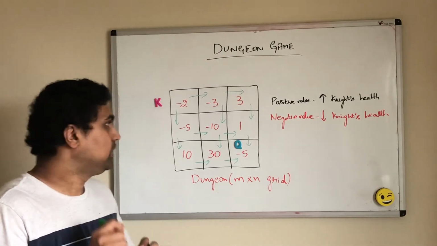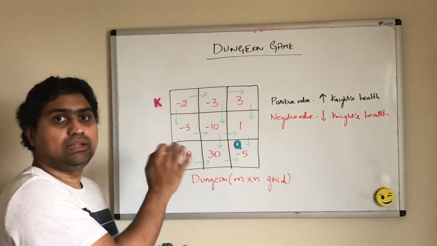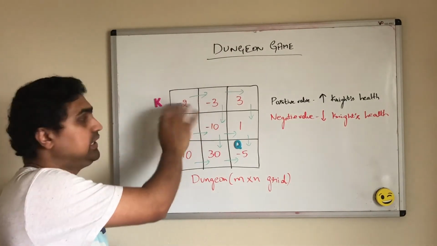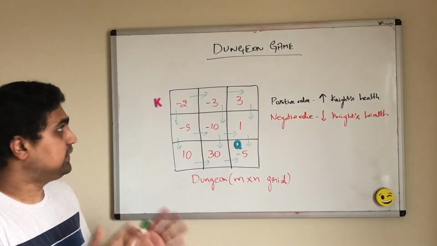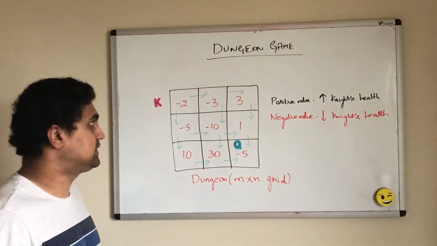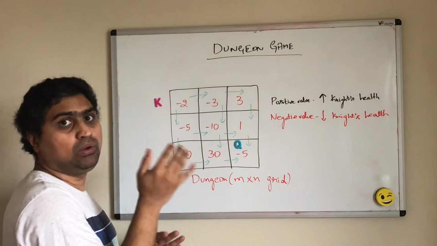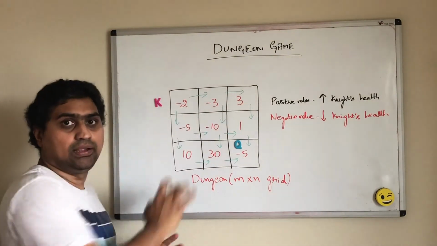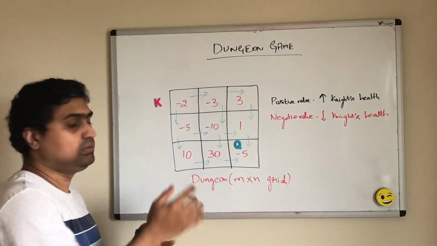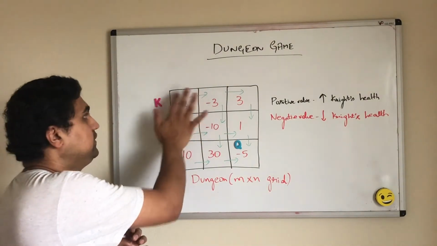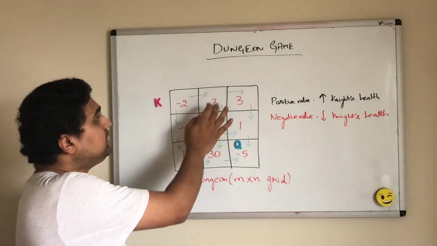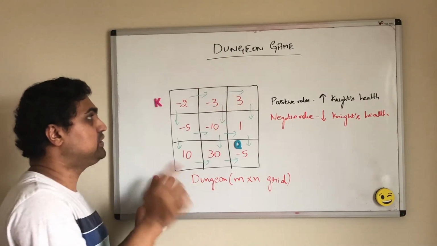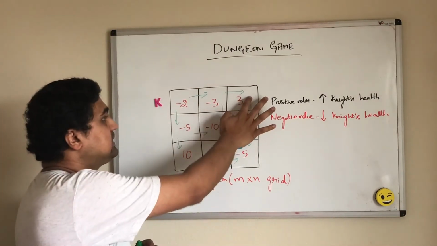But our objective is to find the minimum health that the knight requires in order to enter the dungeon and save the queen. The minimum health required by the knight at any particular cell depends on the minimum health required by the knight at the adjacent cells. So if we can somehow compute the minimum health required by the knight at this cell and this cell, then we can choose the least among the two and find the minimum health required by the knight here. Now, the minimum health required by the knight at this cell depends on the minimum health required by the knight at this cell and this cell.